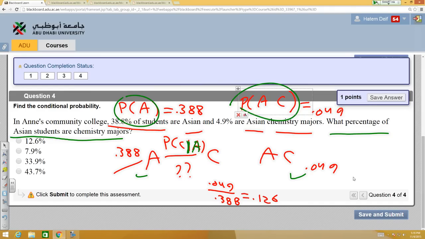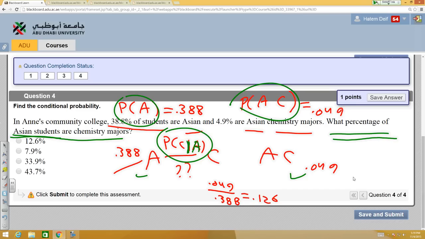So what I said is that you must be expecting that the missing part is the conditional probability. And I proved it when I was reading the question carefully. What percentage of Asian students? I said of Asian means from Asian means given Asian. So yes, of means from, and from means given.